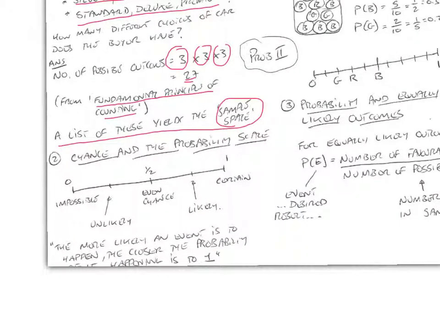And we also met chance and the probability scale. If we recall, probability goes from 0 to 1. Halfway is evens chance. 0 is impossible, 1 is certain, and we have unlikely, likely, and evens chance. So the more likely an event is to happen, the closer the probability of it happening is to 1.